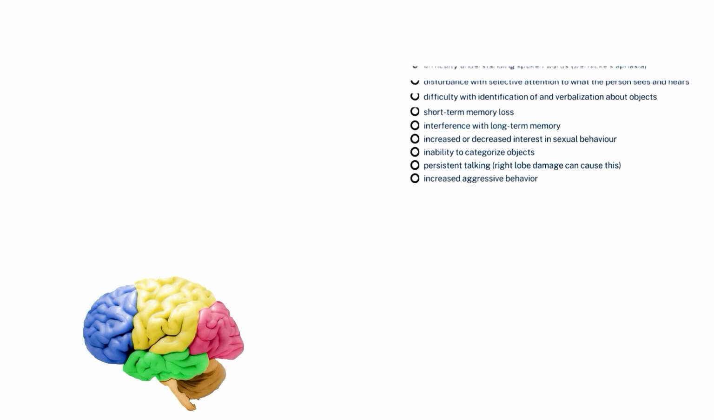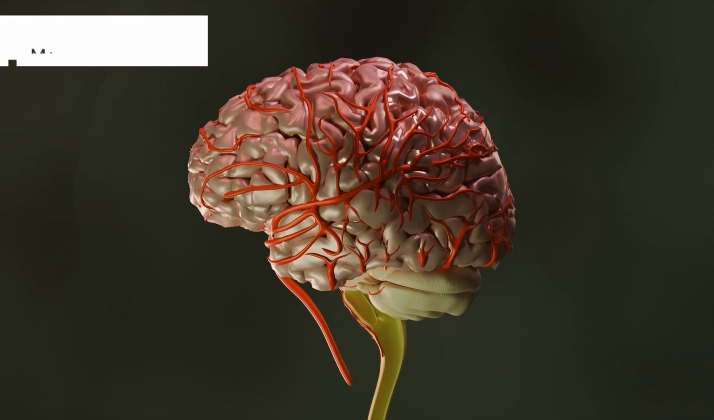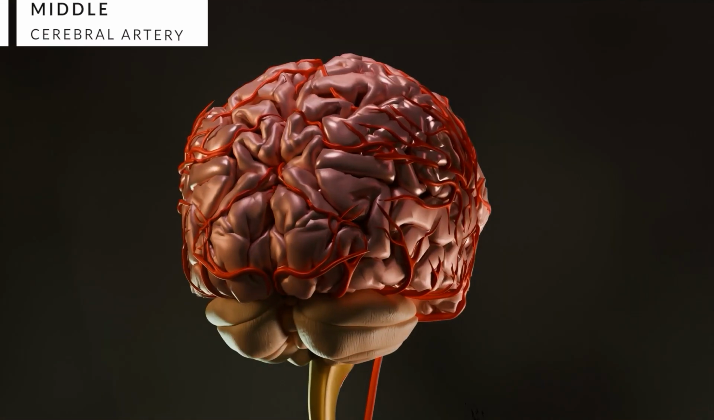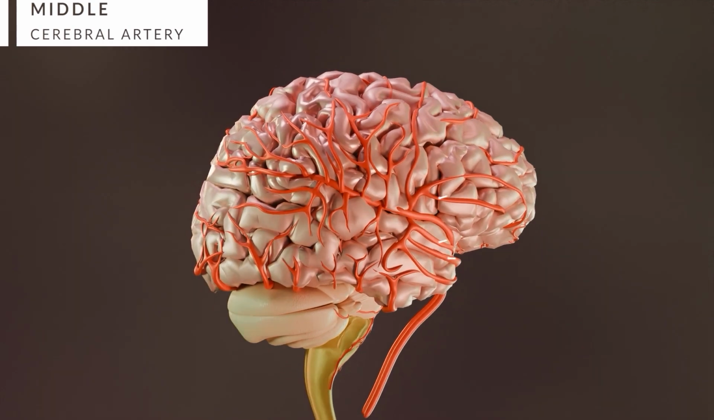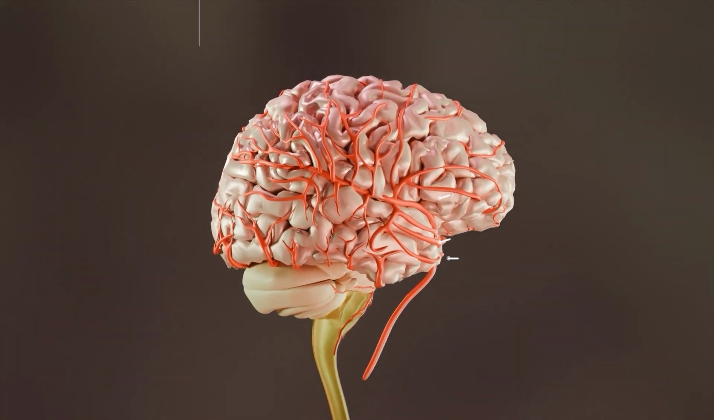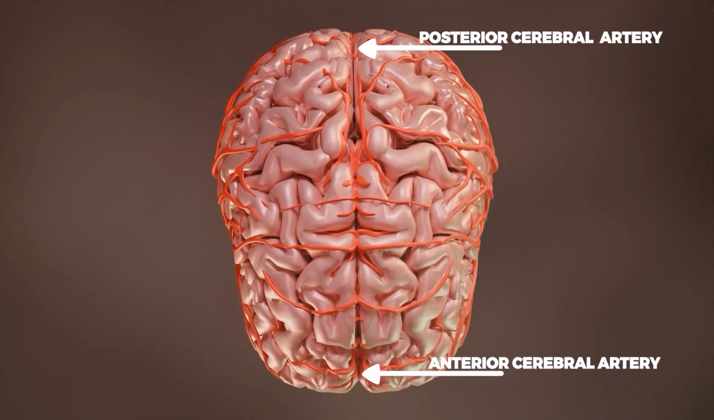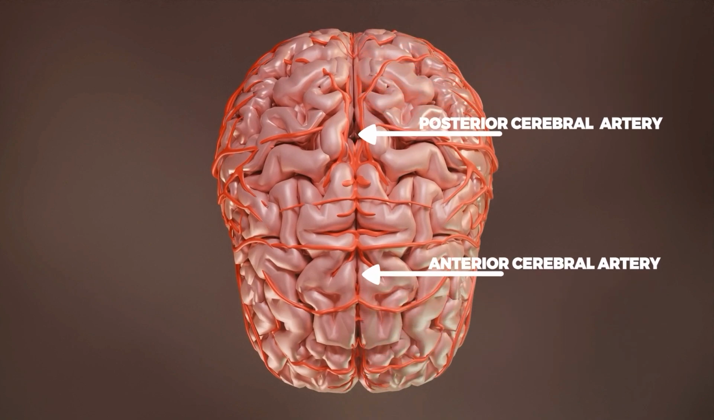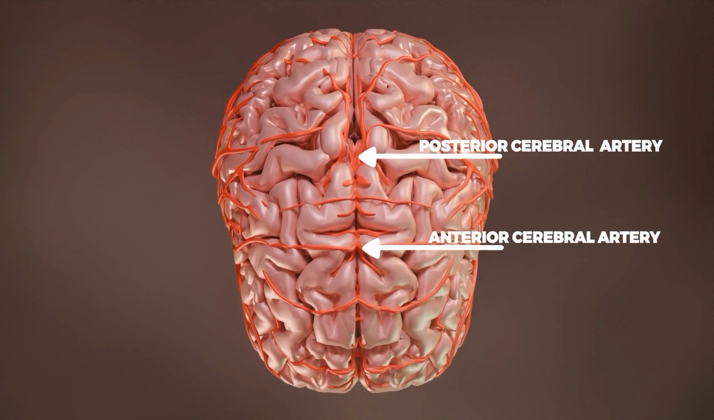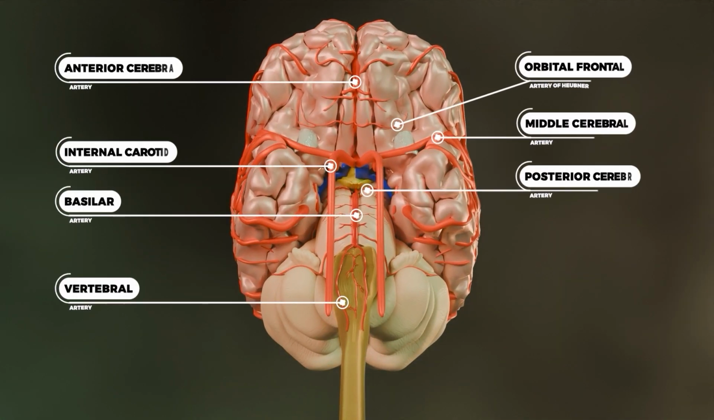So, yes, now coming to the blood supply. Blood supply is from the internal carotid system and the vertebral system, of which the middle cerebral artery supplies the lateral half of the brain with three branches: orbitofrontal, anterior, polar. And then if you look from above, the anterior cerebral artery supplies the middle portion of the brain anteriorly, and the posterior cerebral artery supplies posteriorly, that is the occipital cortex. And if you look at the base, the circle of Willis is formed by the anterior, middle and posterior cerebral arteries, joined by communicating arteries, and supplies the base of the brain.